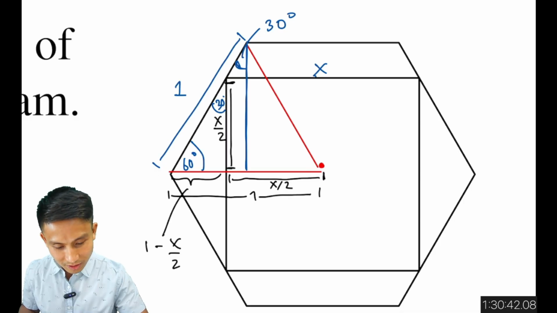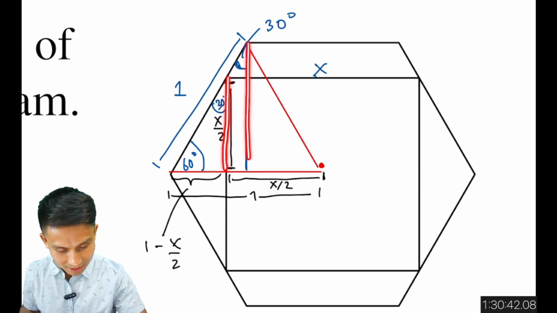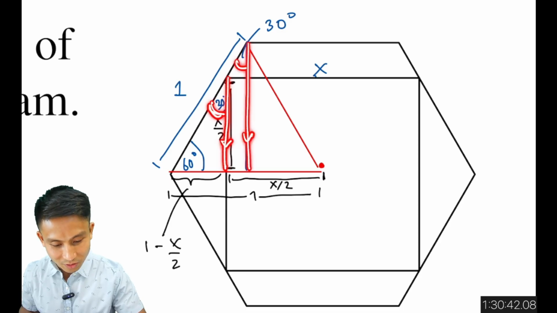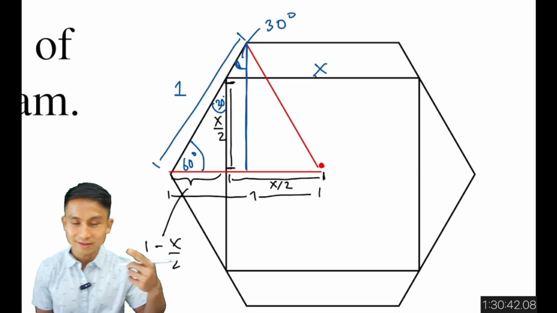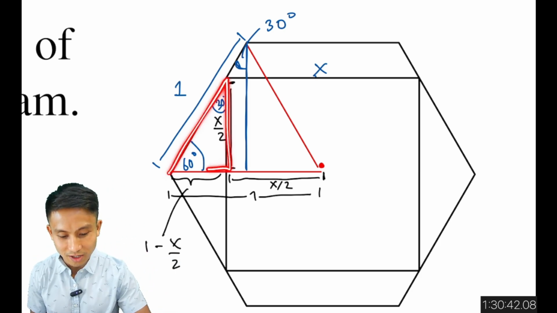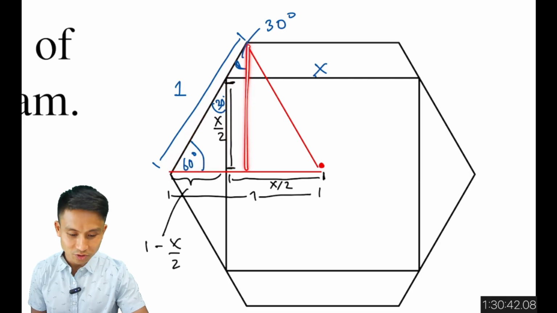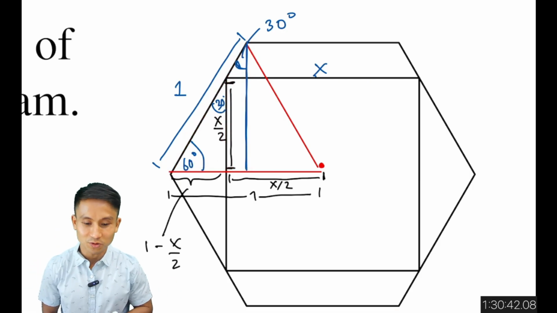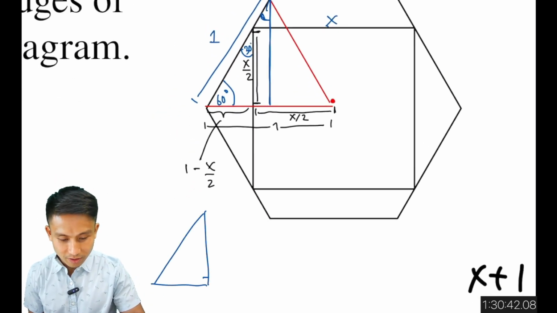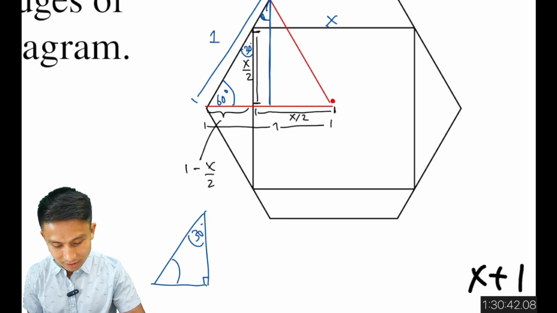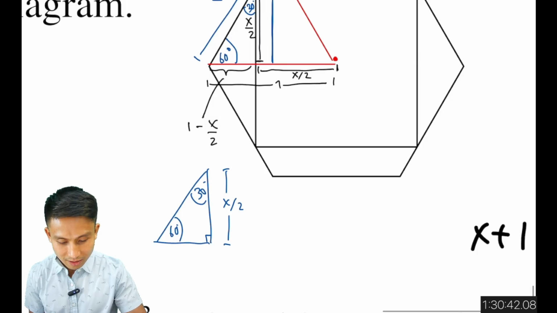Because look, you have this, and there is a line here and a line here. These two are parallel, so this is a corresponding angle to that. Try to make sure you understand that, or at least we know that these two are similar triangles, because these two are parallel lines and you have all angles being the same there. So that means we have a triangle where we know that this is 30, this is 60, and the height is x over 2, and the base here is 1 minus x over 2.